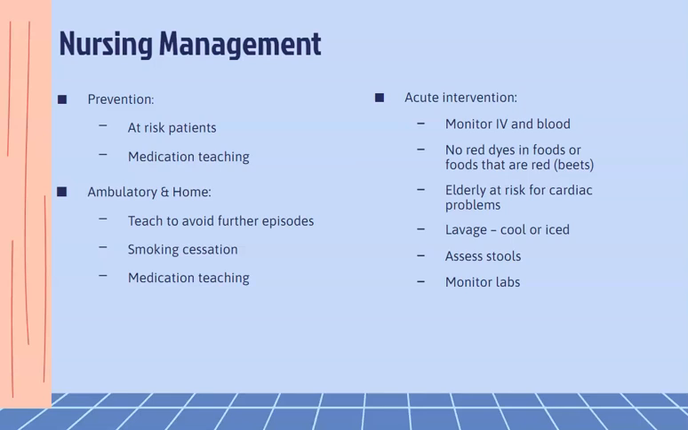Elderly, we know that they're going to be at higher risk for cardiac problems. They have less compensatory reserves. So if a young, healthy male happens to have a spontaneous GI bleed, their compensatory mechanisms are going to be much stronger. Whereas if an elderly male client begins to spontaneously bleed, he will run into cardiac stressors a lot sooner in the event. Lavage with cool or iced fluid.